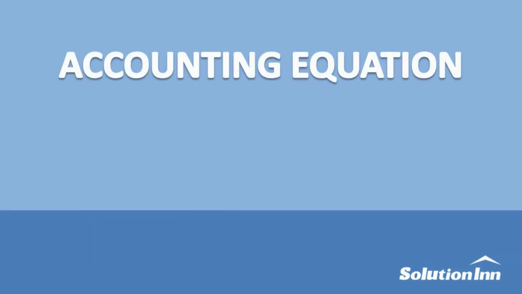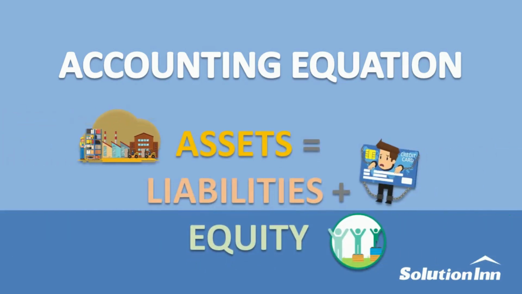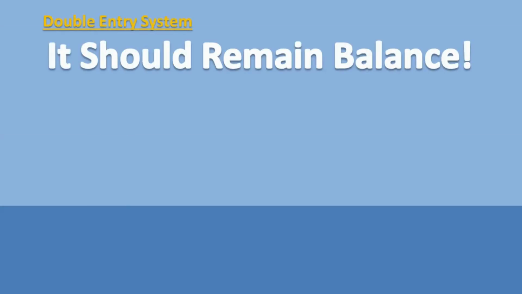In today's video we will discuss the basic accounting equation in detail. The accounting equation states that a company's total assets are equal to the sum of its liabilities and its shareholders' equity. This straightforward number on a company balance sheet is considered to be the foundation of the double-entry accounting system. The accounting equation ensures that the balance sheet remains balanced.